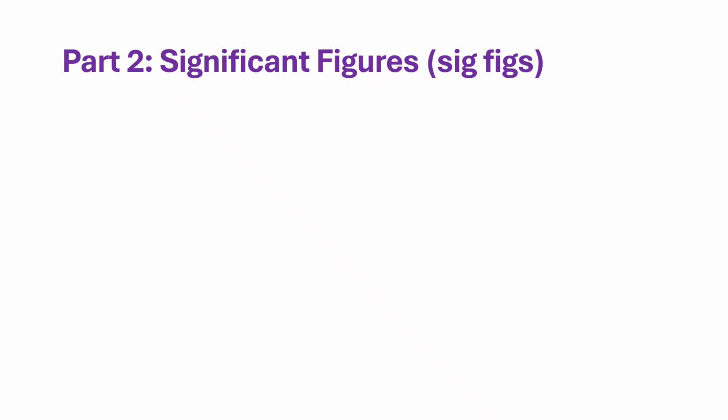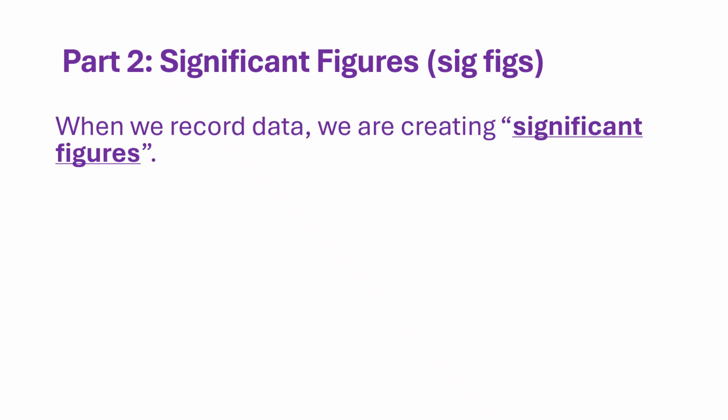All right, so we've talked about measurement, and now we're going to talk about what are called significant figures. So this is part 2 in your notes handout. When we record data, we are creating what are called significant figures. Sometimes we refer to them as sig figs or significant digits.